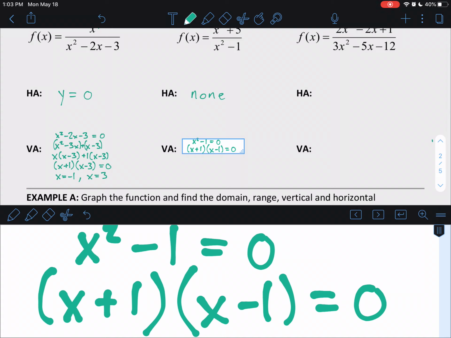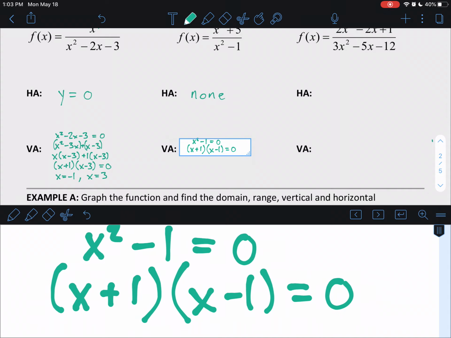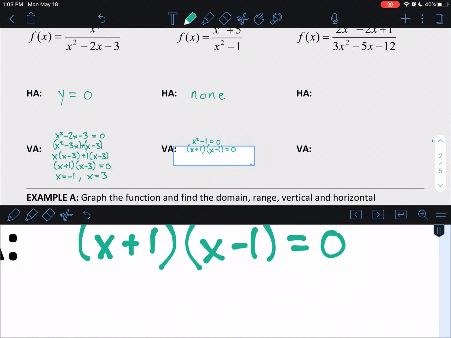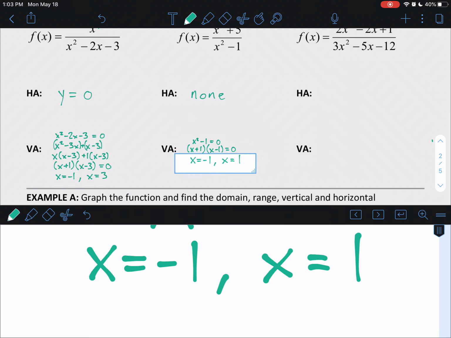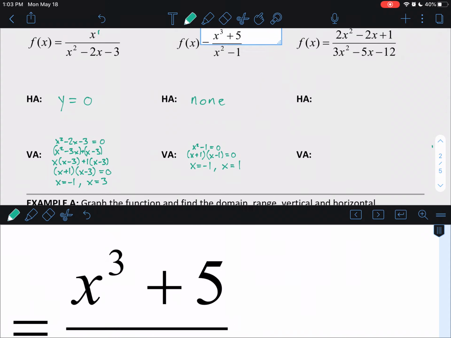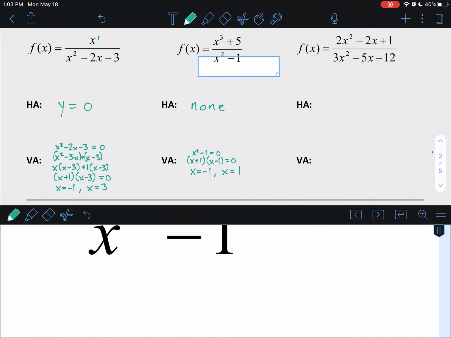So don't worry about how I did that. Just take my word that it's x plus 1 times x minus 1. So if x plus 1 is 0, that means x equals negative 1. And if x minus 1 is 0, that means x equals positive 1. So negative 1 and positive 1, and there are the two vertical asymptotes for this rational function.